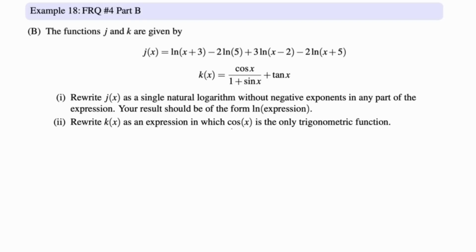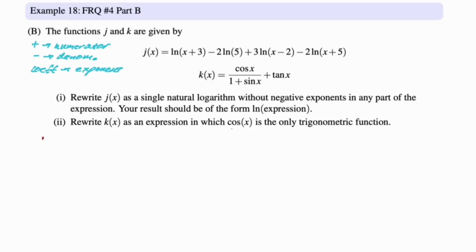So, this might be log base 3 of all these things, log base 8 of all these things. They're just going to tell you your result should be of the form, in this case, natural log of expression. The way that I deal with these always is if there's a plus in between them, it goes in the numerator. If there's a minus in between them, it goes in the denominator. And then if there's a coefficient, it becomes an exponent.